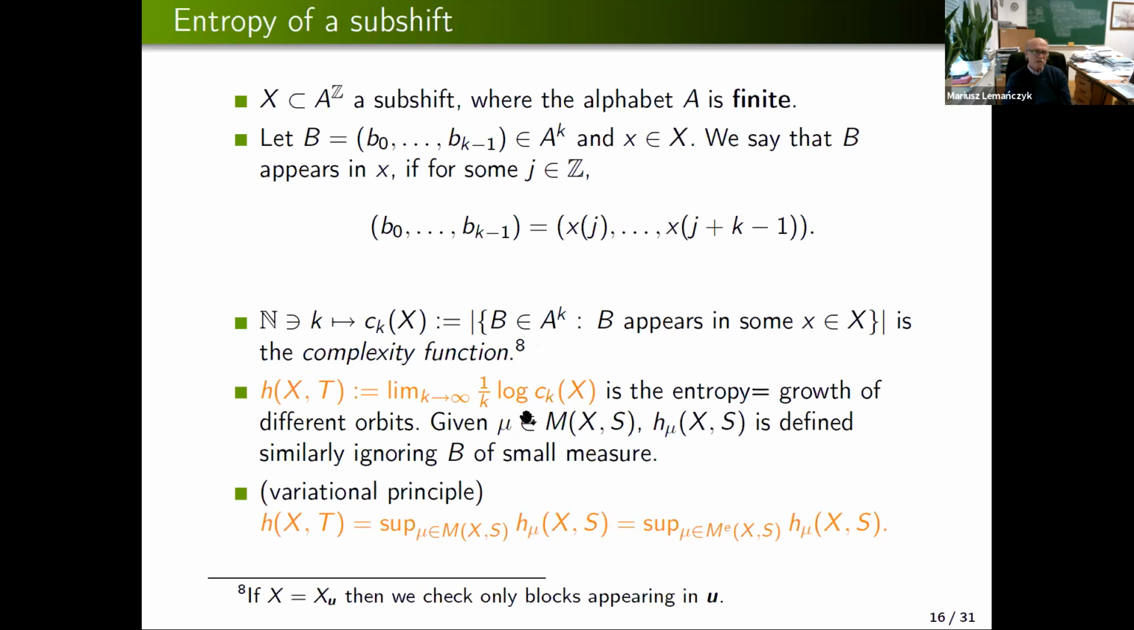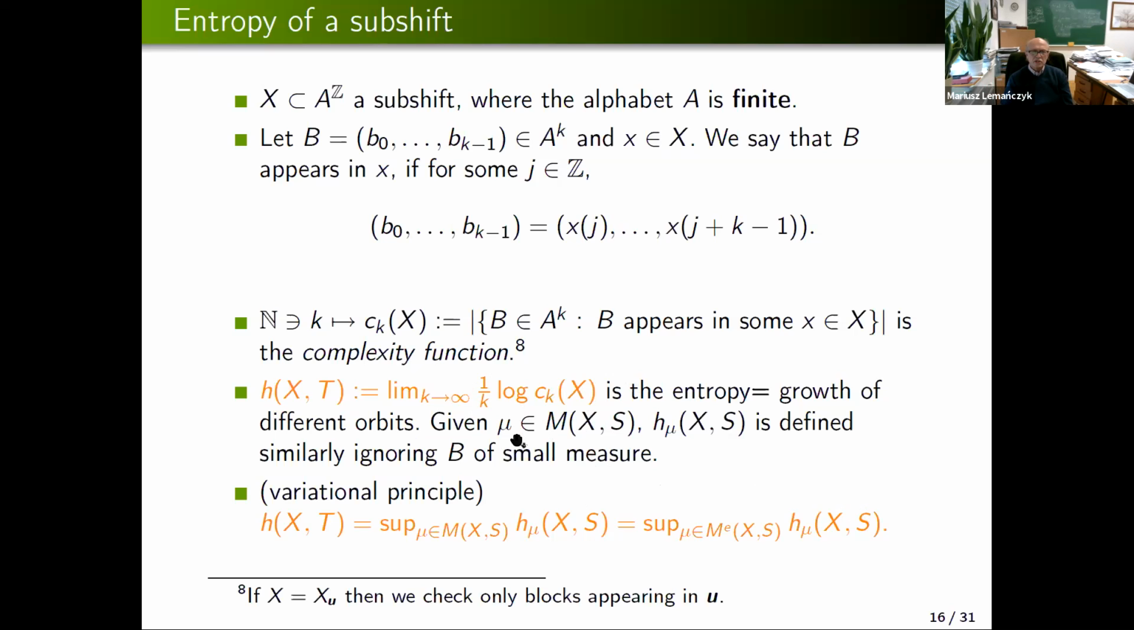If you have this complexity function, then you are interested in how many blocks you obtain when k is going to infinity. In fact, I'm interested only in whether this is exponential growth or sub-exponential growth. This limit always exists because of some mathematical properties of this function. If it is sub-exponential, this limit is 0. If it is exponential, it is either a number or infinity. This is just the topological entropy of our subshift.